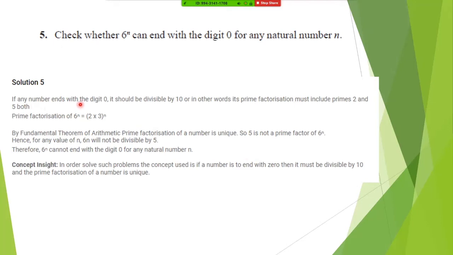If any number ends with the digit 0, it should be divisible by 10. In other words, its prime factorization must include both 2 and 5. The prime factorization of 6 to the power of n is (2 into 3) whole to the power of n. By the fundamental theorem, this has to be written.